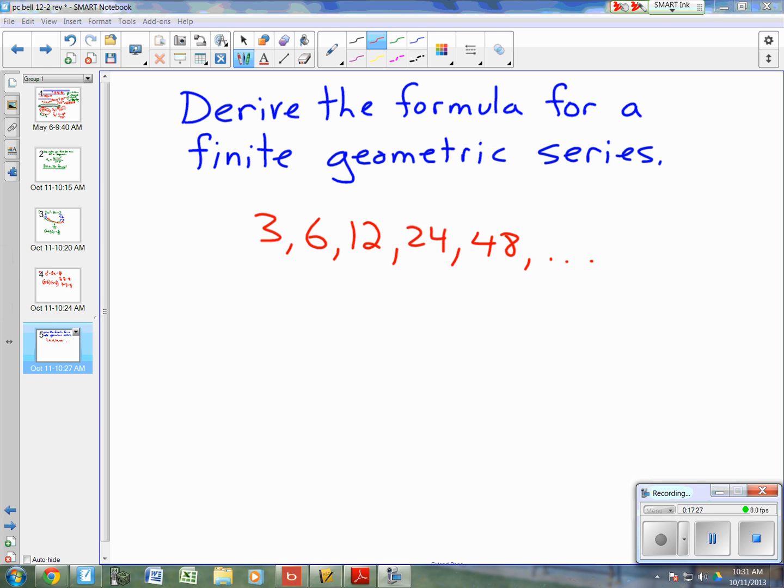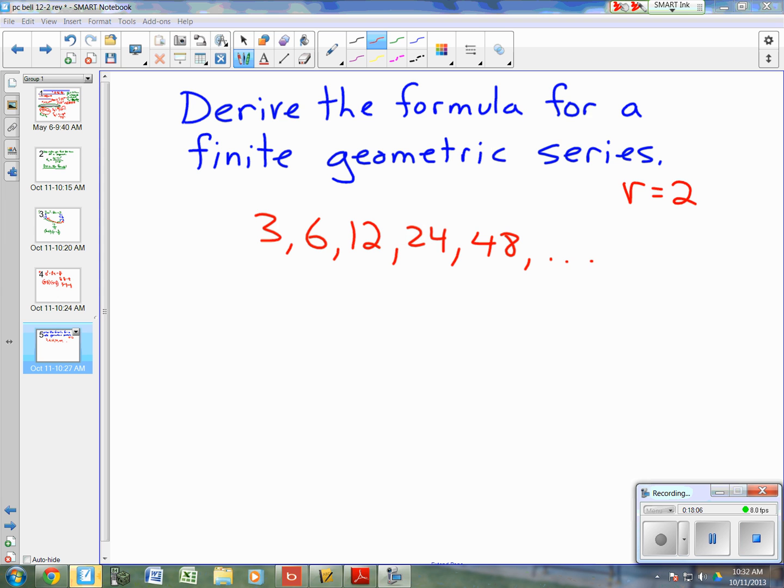How to derive the formula for the finite geometric series. Okay, now I've given you right here an example of a geometric sequence. And we're going to use this to help model what we're doing a little bit right here. But let's go ahead and figure out what r is. Okay, you agree with 2? Yeah, because we're timesing the term by 2 to get the next term, right? So r equals 2.